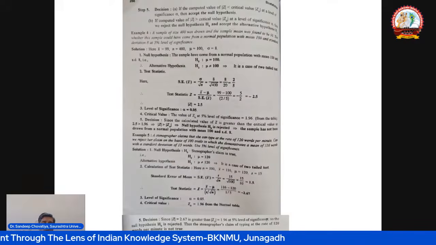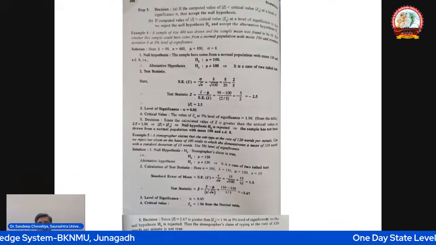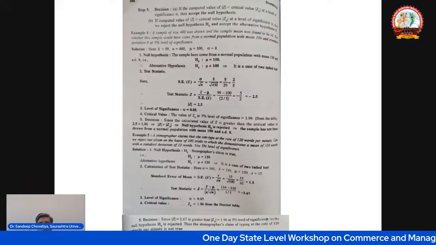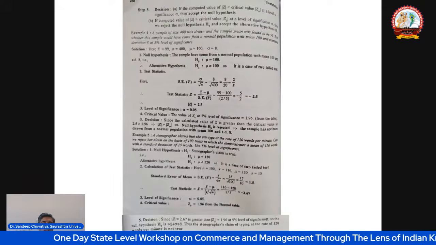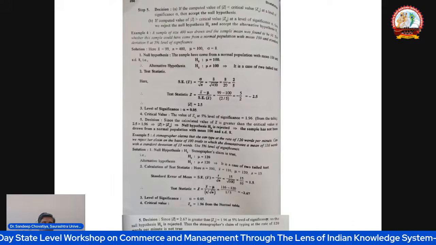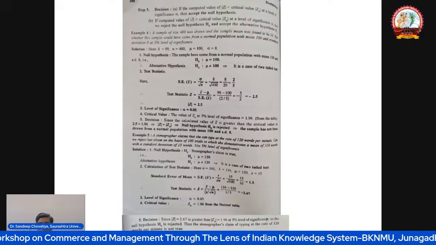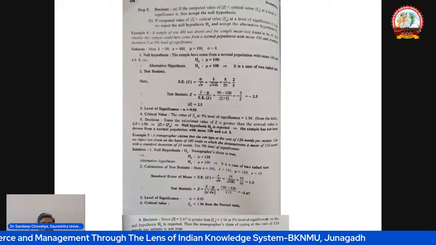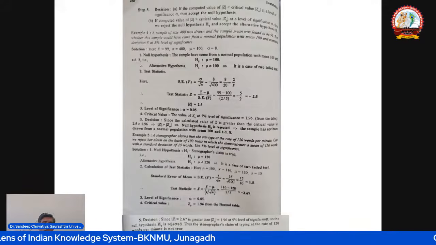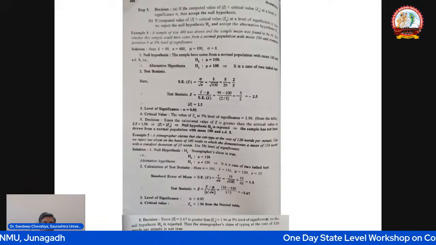It means that the 100 we are talking about, the diabetic level that should be there, is not so. So it means the null hypothesis that the mean is 100 is not true. So the sample has not been drawn from the normal population with the mean of 100 with the standard deviation 8. So likewise we do the analysis.